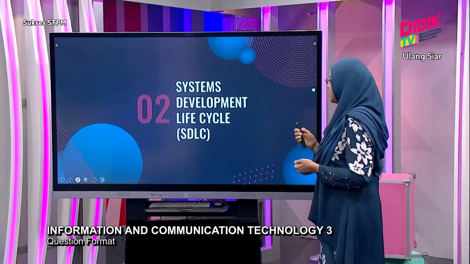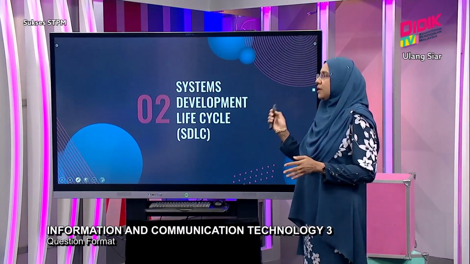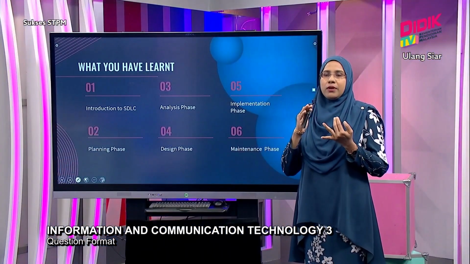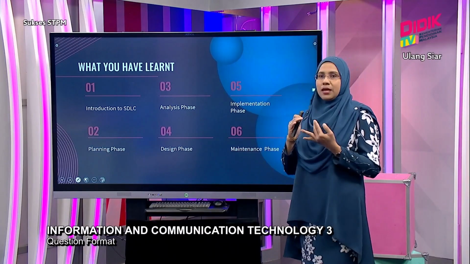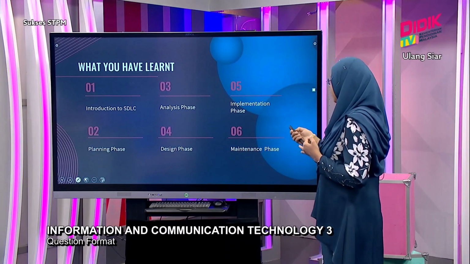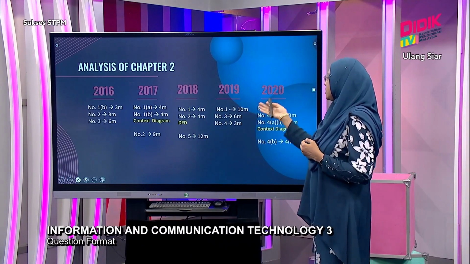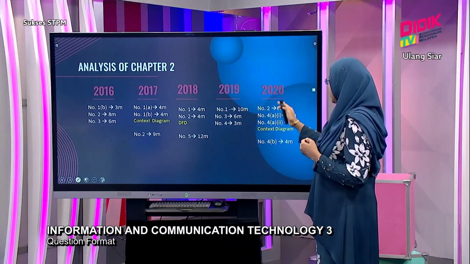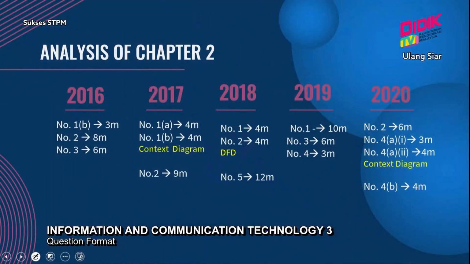For the second chapter, system development life cycle, this is a very big chapter and what you learn is all 5 phases of the system development life cycle: planning phase, analysis phase, design phase, implementation phase and maintenance phase. What is important in this chapter is that you must know all the personnel involved, the activities, and the deliverables of each phase. Let's look at the questions. From 2016 until 2020, a lot of questions came out, more than one question, and all of them are in Section A. Look at the marks given, quite a lot. So please make sure you master the topics in chapter 2.